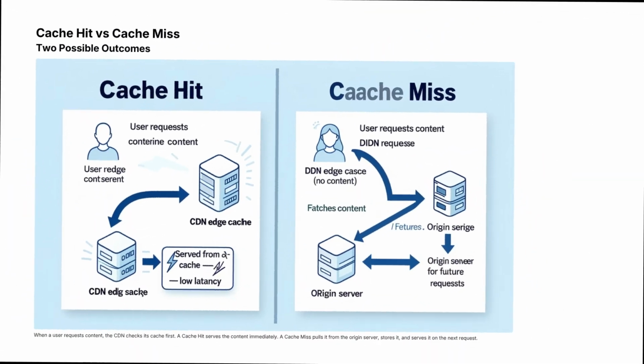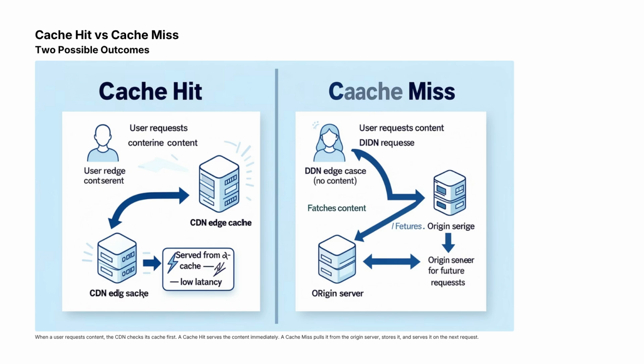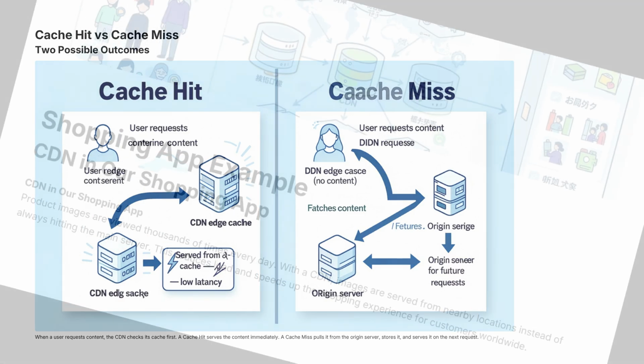When a user requests content, the CDN first checks whether it already has a copy. If the content exists, it's called a cache hit, and the CDN serves it immediately. If the content isn't available, it's called a cache miss. The CDN retrieves it from the origin server and stores it for future requests.